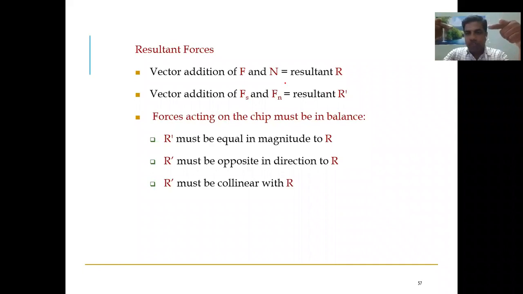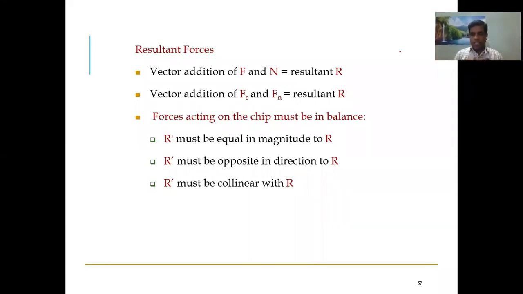So whatever the resultant forces are there, R and R bar, two resultant forces are here. This R force is coming because of frictional forces and normal reaction due to the frictional forces. So that resultant is coming as R. And R bar is nothing but the shear force acting in the shear plane, so Fs and Fn. So R bar. Up to this you are clear, right? R and R bar.